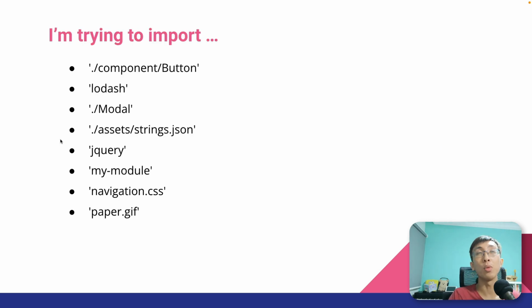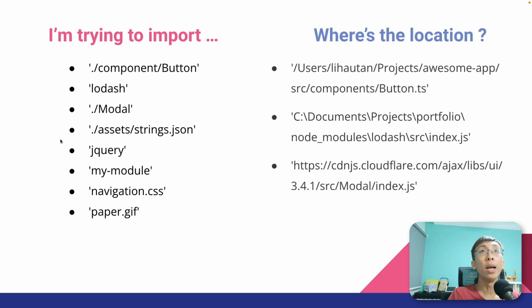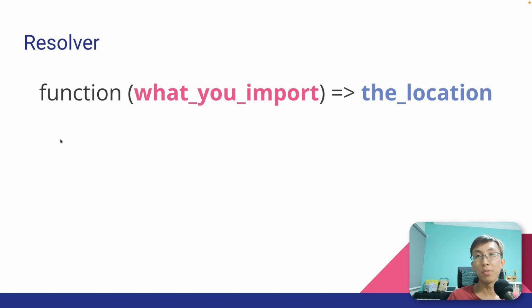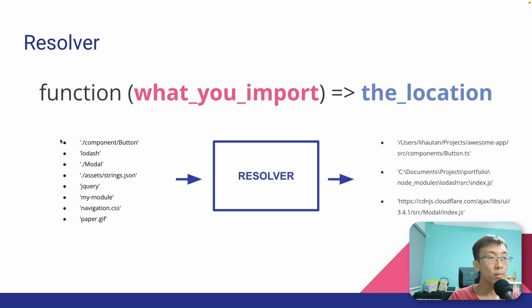So based on the example that we've seen just now, this is what I want to import, and these are the locations of the modules that I want to import. So the resolver, if we formalize it, is a function that takes in what you want to import as an input, and the output of this function is the location. So it looks something like this. It's a function. However, it's not the complete picture, right?